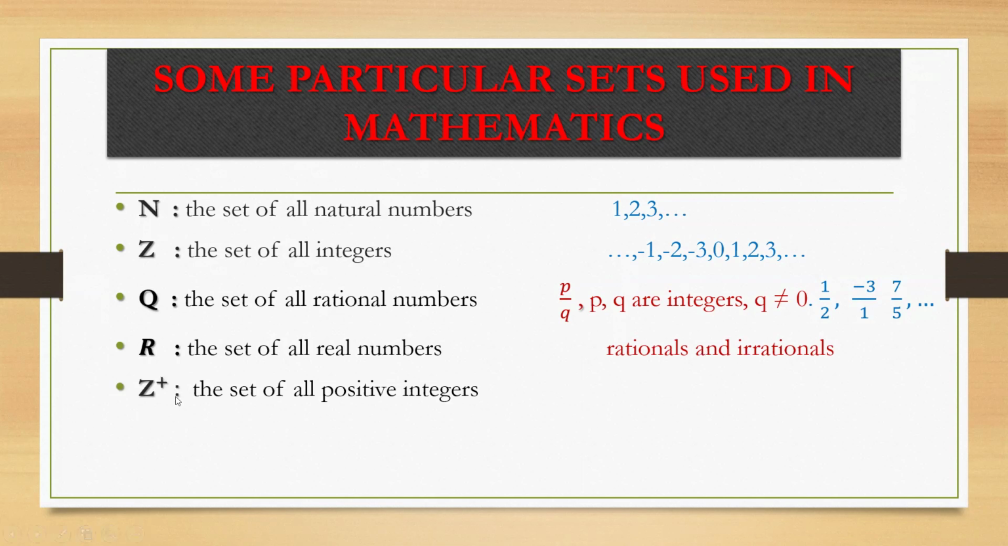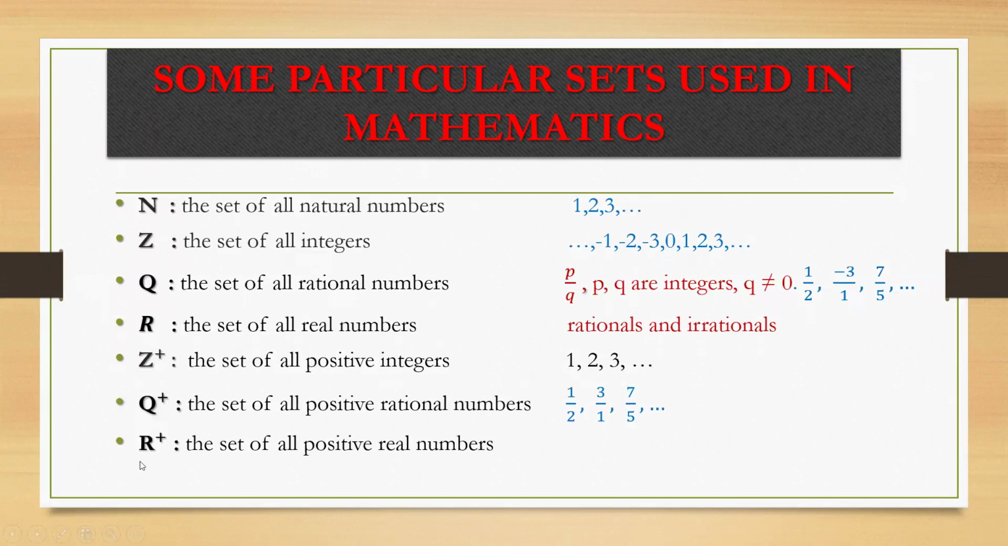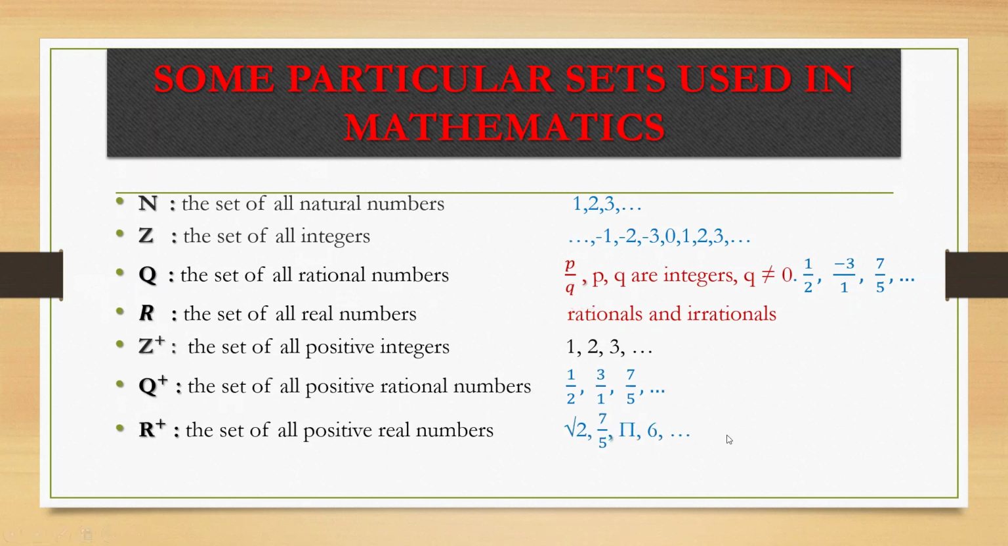And other notations are Z plus, which is all positive integers. Positive integers means they are nothing but the natural numbers itself. And then the other notation is the set Q plus, the set of all positive rationals like 1 by 2, 3 by 1, 7 by 5. Negative numbers are not included. Okay. And the last one is R plus, which is the set of all positive real numbers. And the examples are root 2, 7 plus root 2.